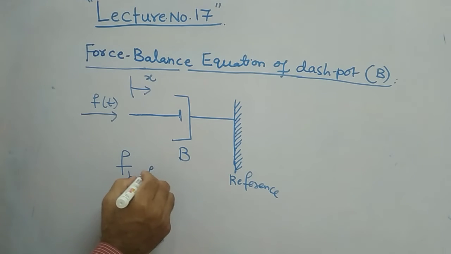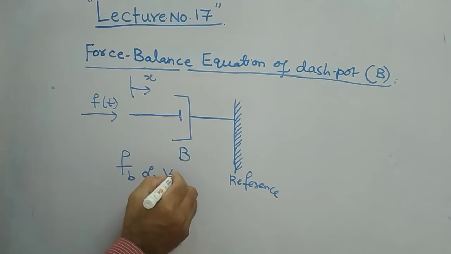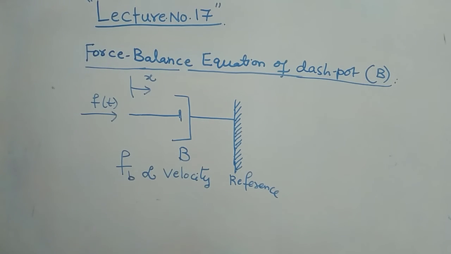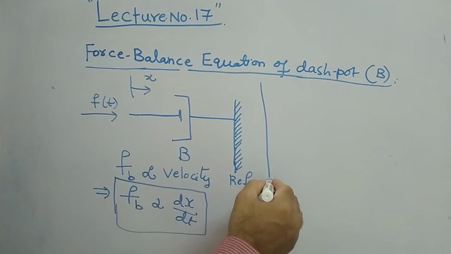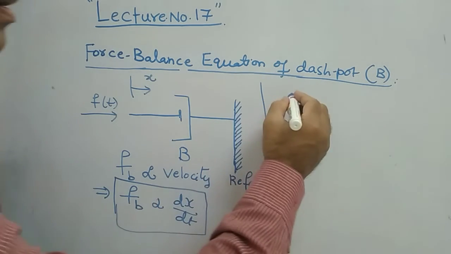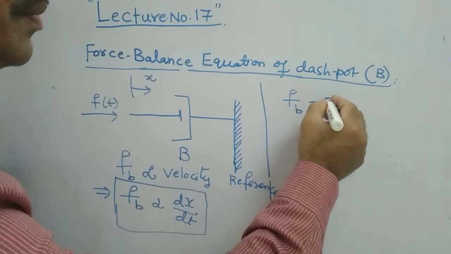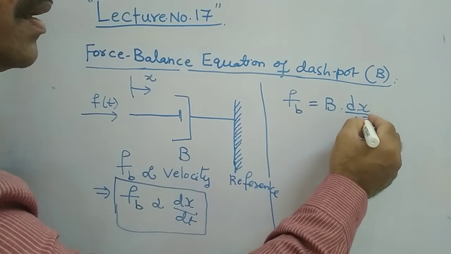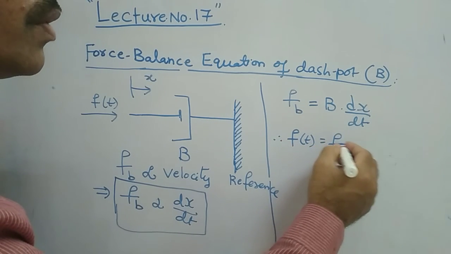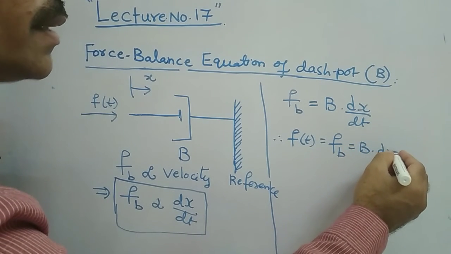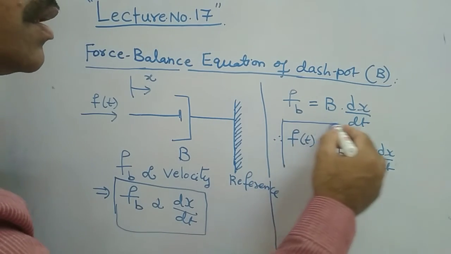Here the opposite force is proportional to velocity. What is velocity normally? It is dx by dt. So fb is proportional to dx by dt. If you remove the proportionality, then fb is equal to b into dx by dt. Therefore, fb is equal to the applied force, so f of t is equal to fb is equal to b into dx by dt. This is the force balance equation for the dash pot.